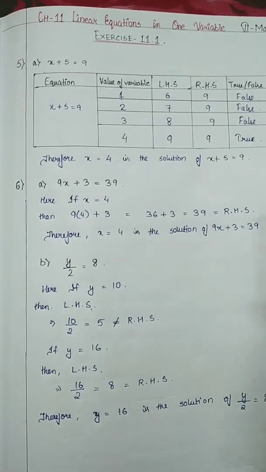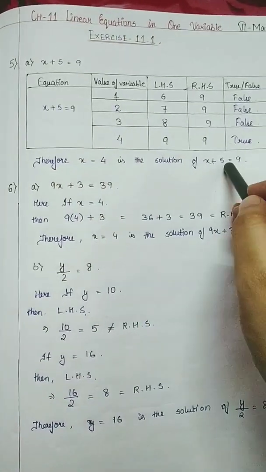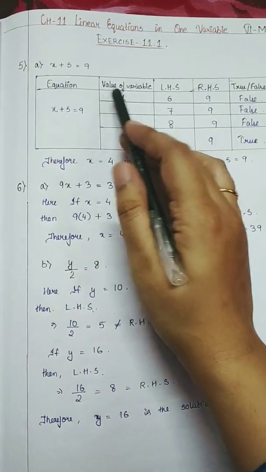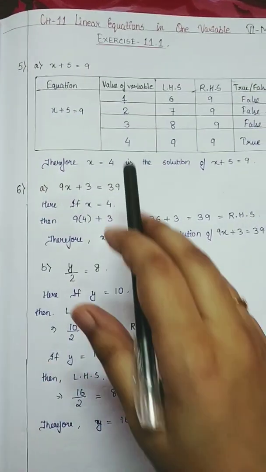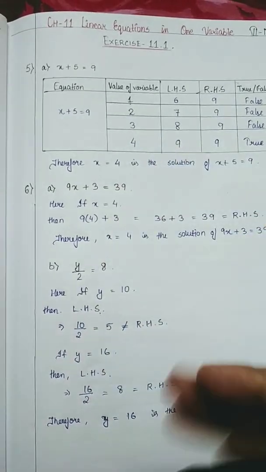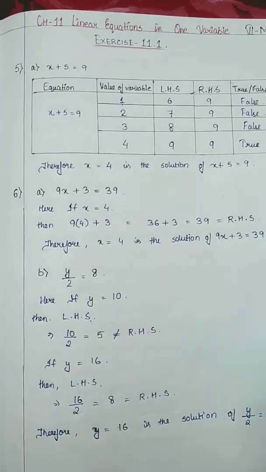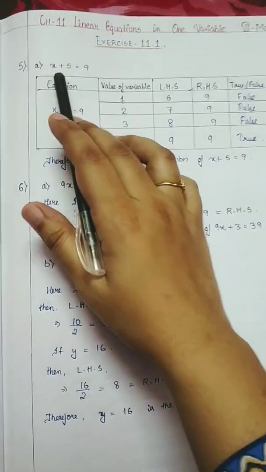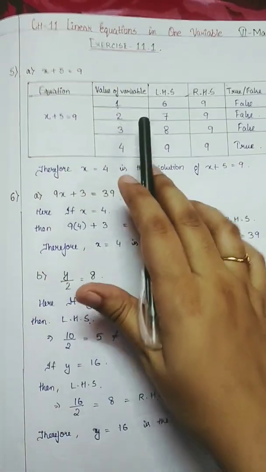So how to apply the trial and error method? You just make a table like this. Then you write the equation in the first block. In the next one you will write the value of the variable. Now what is the value of the variable? These are the values that you will take on your own. You can take any value like 1, 0, 2, 3, whatever you feel can be the correct value of x. So you put the values.